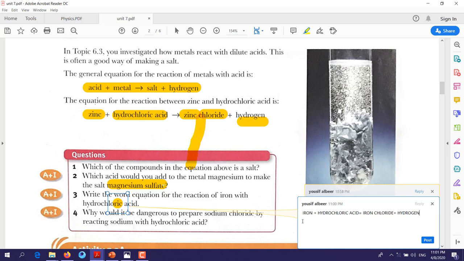You can practice more by using different examples of metals with the three types of acids that you have.